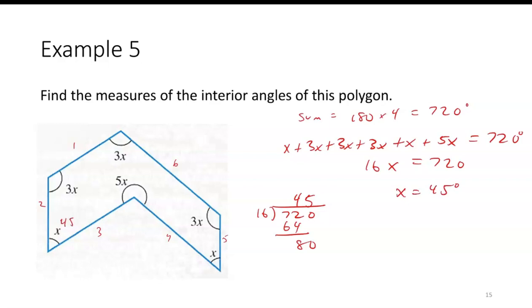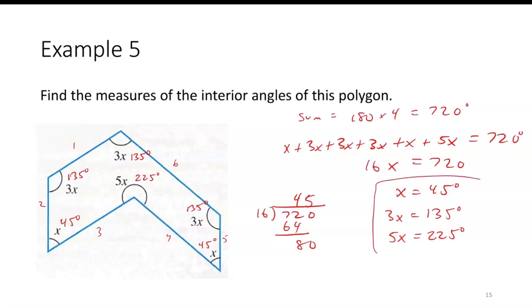And so the lower left and the lower right are both 45 degree angles. And then we have 3 of those, 3 times x. 3 times 45 is 135 degrees. So these would be obtuse angles. And then we have 5 times 45 degrees. That'd be 5 times 40 is 200. 200 plus 25 is 225 degrees. And that's more than 180. So the angle measures are 45, 135, and 225.